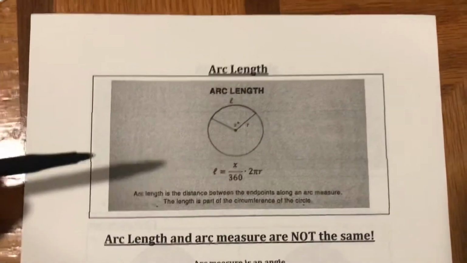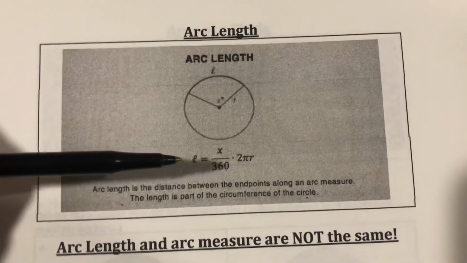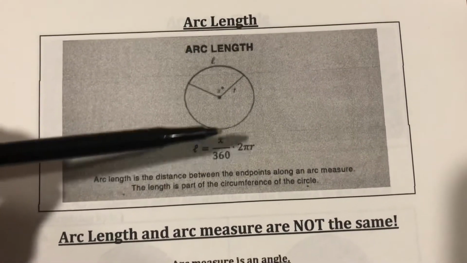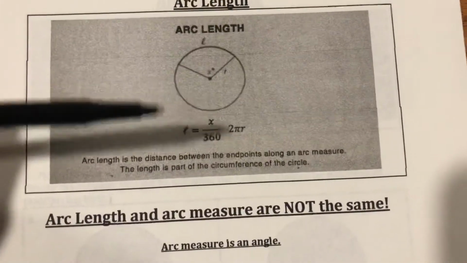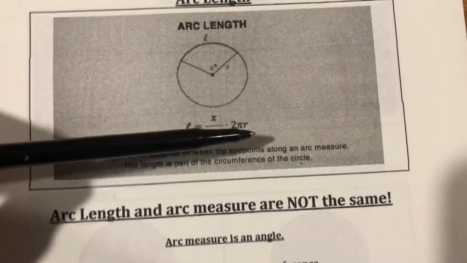All right, taking a look at arc length. Now with arc length, remember this is not the same as a central angle. That's arc measure, but we're going to use the central angle. So x in this equation represents the measure of the central angle or the measure of the arc, however you want to think of it. But anyways, the length of the arc equals x over 360 times 2 pi r.